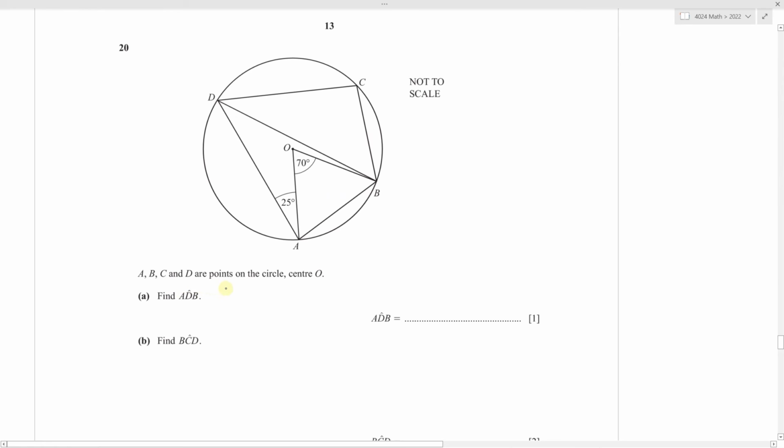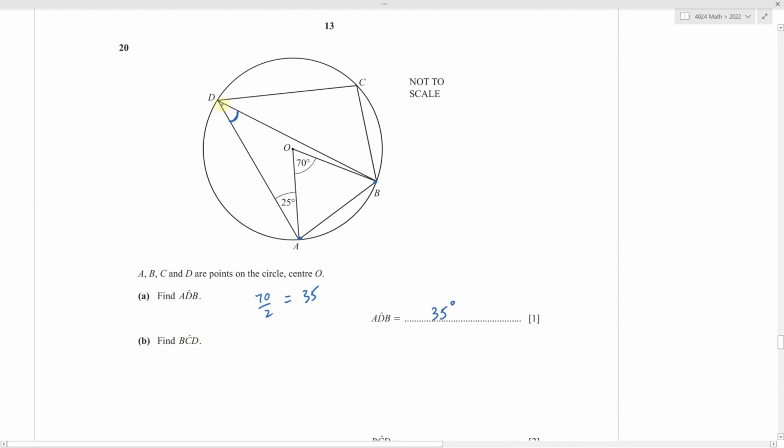Question 20, A, B, C, D are points on a circle, center is O, find angle ADB. ADB is this angle. So it is subtended by this segment, and this segment also makes this angle at the center, which is 70 degrees. So you know that the angle at center is twice the angle at circumference. So this angle will be half of this. So 70 divided by 2, 35.